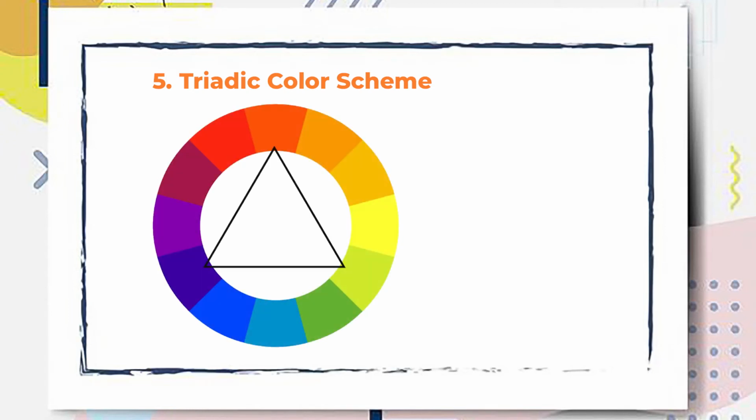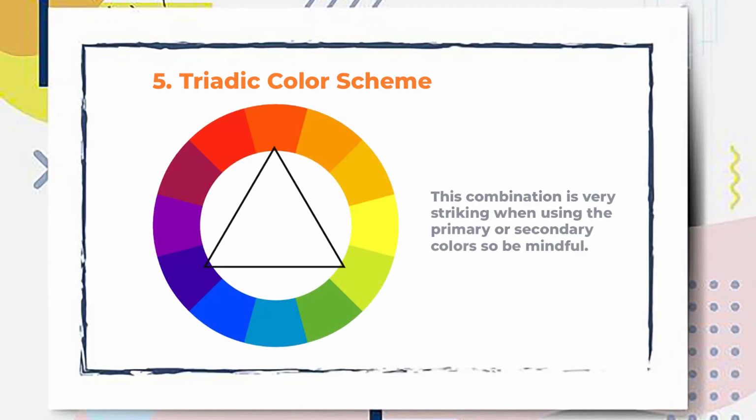The fifth color scheme is triadic color scheme. This uses 3 colors that are evenly spaced, forming a perfect triangle on the color wheel. This combination is very striking when using primary or secondary colors, so be mindful.